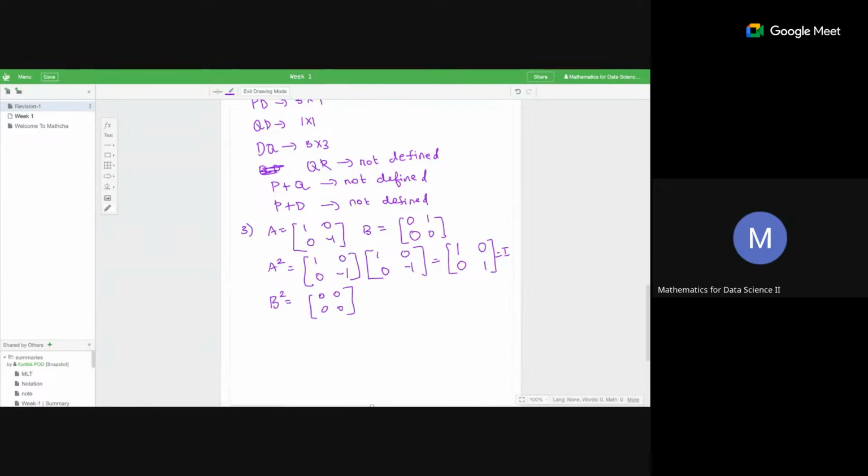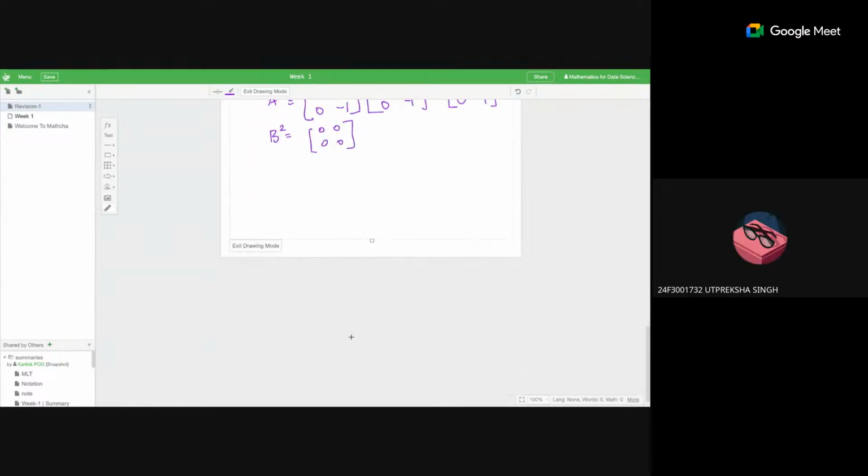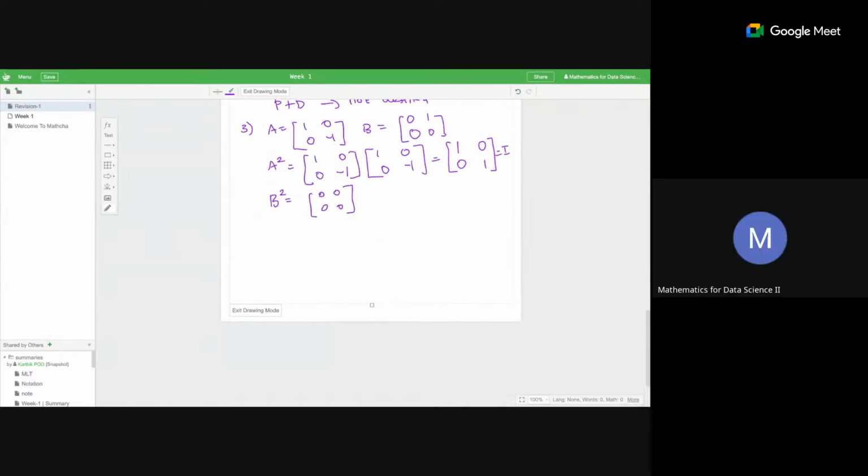Can you repeat again? See, what we did, we have a non-zero matrix. This is a non-null matrix. But when we multiply this twice, you see we are obtaining a null matrix. So in real numbers, it is not the case, right? For real numbers, what happens?